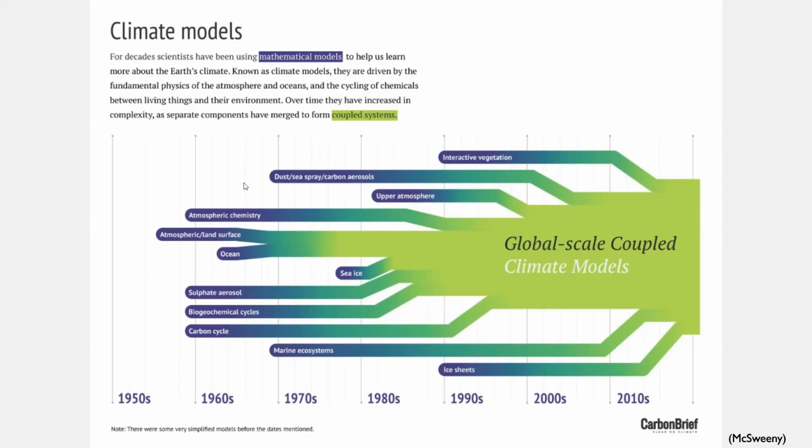As seen here, in this model, global scale coupled climate models check for all different types of elements, including marine ecosystems, ocean, atmospheric chemistry, dust, sea spray, interactive vegetation, and so on.